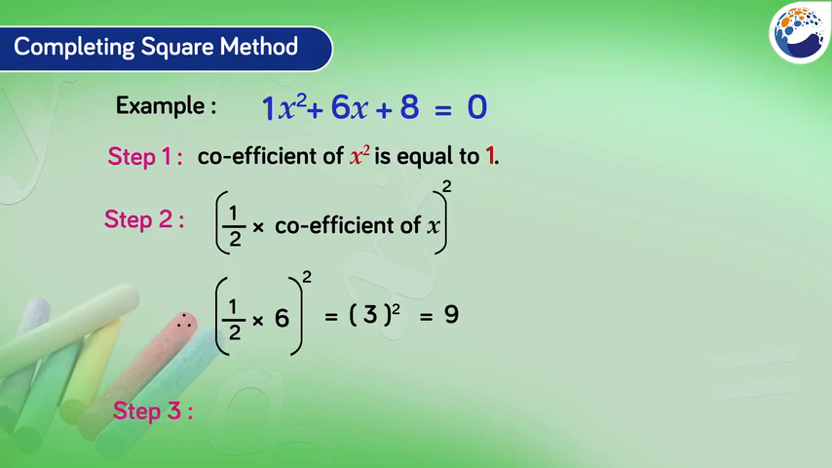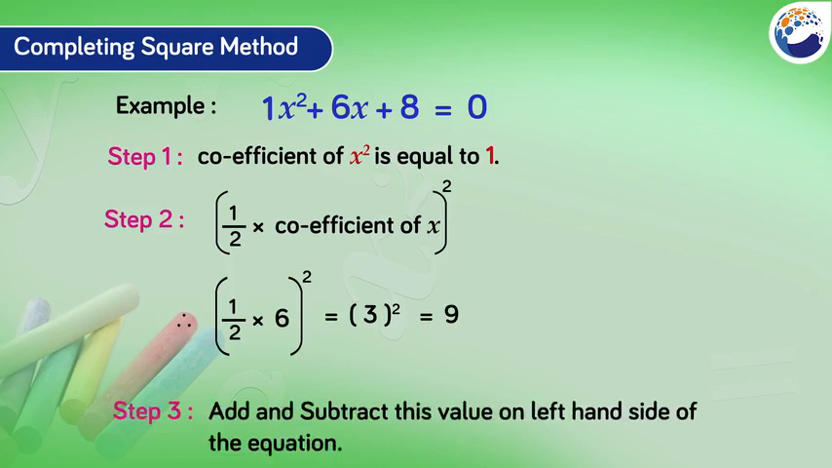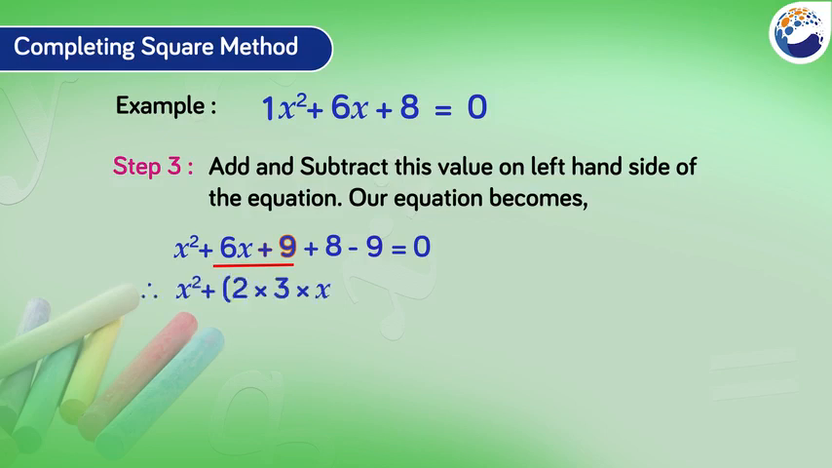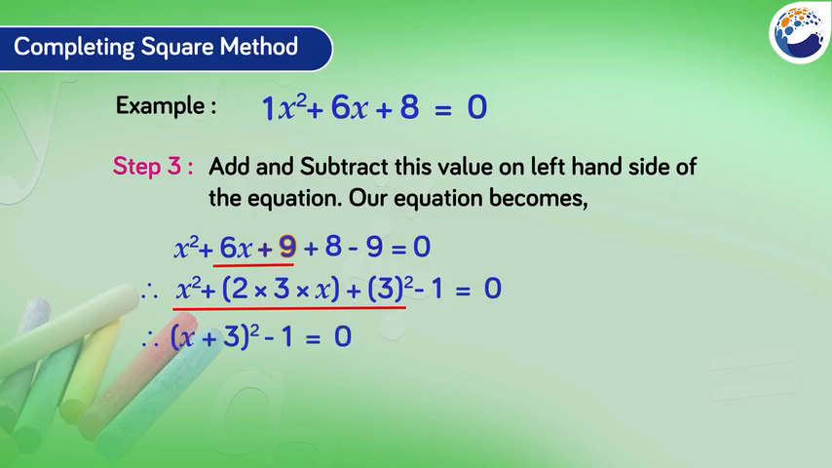Step 3. Now add and subtract this value on the left hand side of the equation. x² + 6x + 9 + 8 − 9 = 0. Now select the first three terms to get a perfect square. x² + 6x + 9 can be written as x² + 2 × 3 × x + 3², which is nothing but (x + 3)². Therefore, (x + 3)² − 1 = 0.